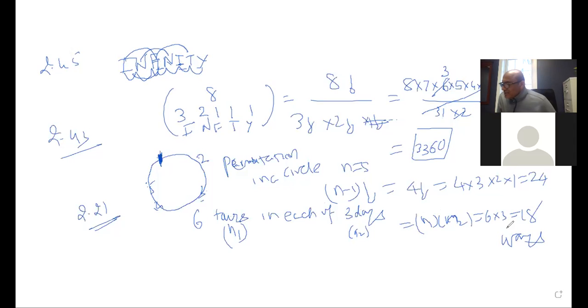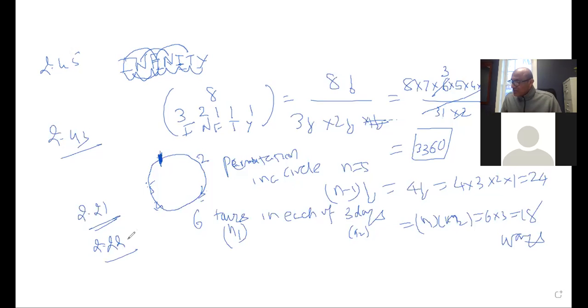So registrants at a large convention are offered six sightseeing tours on each of 3 days. In how many ways can a person arrange to go on a sightseeing tour planned by this convention? So N1 equal to 6, so that is very simple. I can go for one more example. Suppose this is 2.22. Next example.